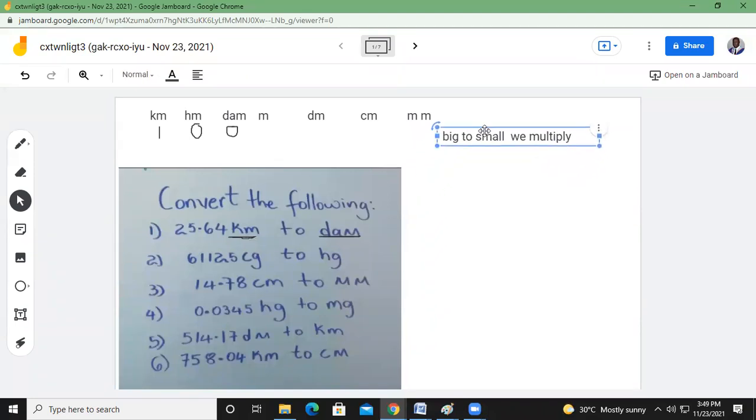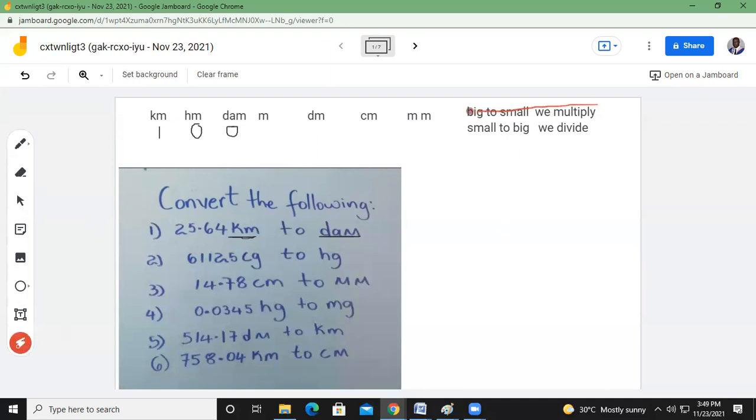In this case, I'm going to save this up here. I'm going to create a duplicate and then create the other one, so you can look on screen to help yourself. Big to small, we multiply. And then I'm going to switch this around. Small to big, what do we do? We divide. Excellent. We're going to leave these up here as a point of reference whenever we're ready to solve these problems. I'm advising us that whenever you do these problems, always have this up and ready for you.